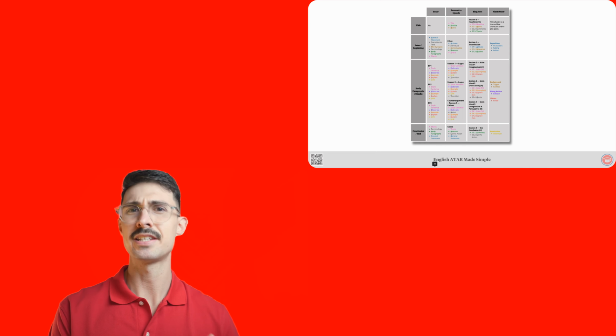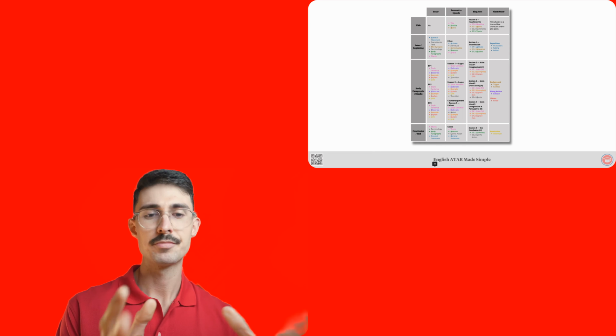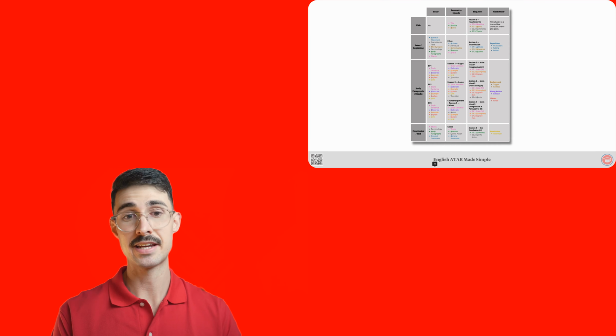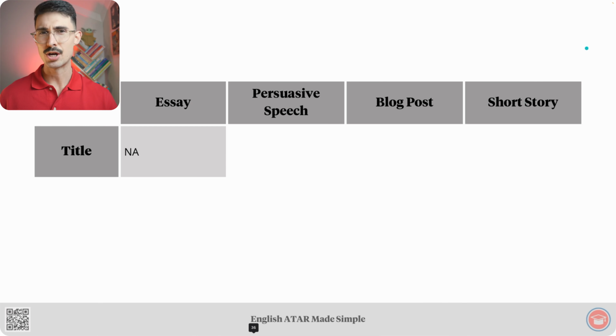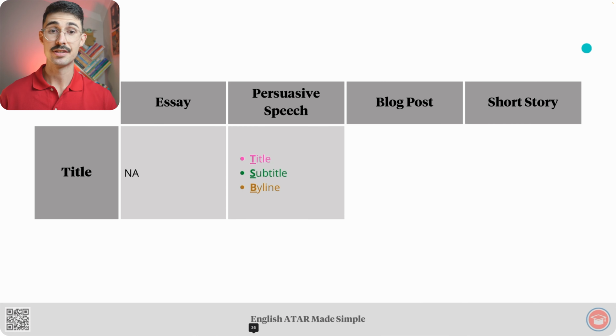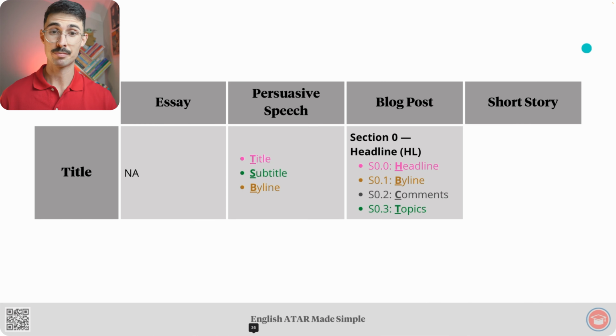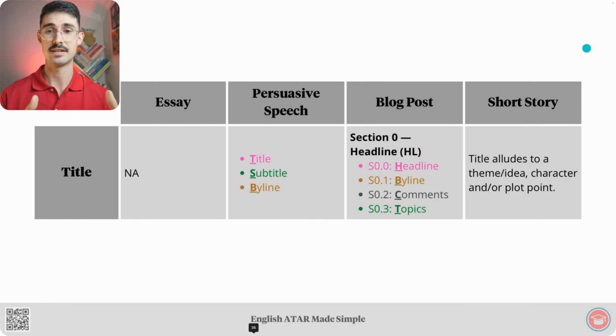Obviously, our focus in this lesson is on persuasive texts, so it will be useful to look at this table through that lens. Over here, we'll be looking at the relevant component of the persuasive speech structure, and over here, we've got various text types that we look at in AIMS. We know an essay doesn't have a title. We know the persuasive speech does. A blog post also does, and so does a short story.